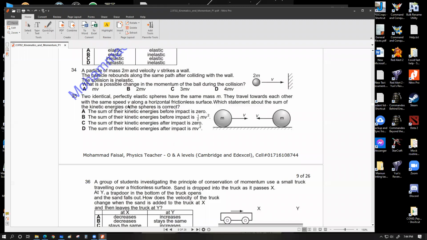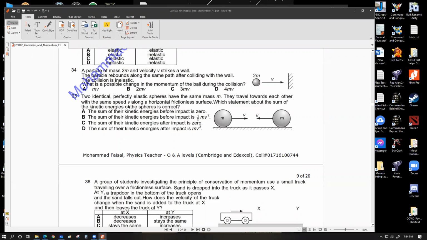So the option says the sum of the kinetic energies before impact is 0. This is not correct because kinetic energy is not a vector quantity. You just do half mv square plus half mv square, which gives you mv square. It's not 0. B says the sum of the kinetic energies before impact is half mv square, also not correct.